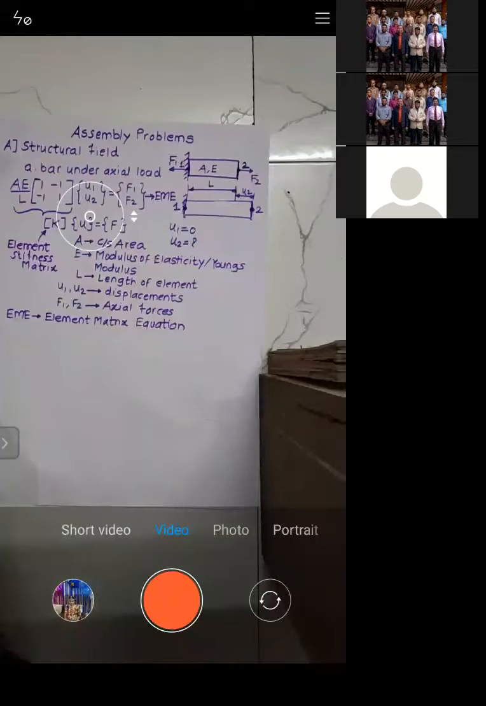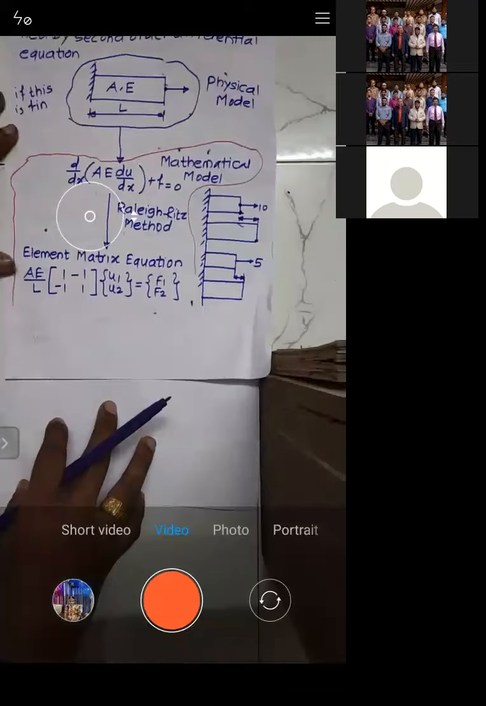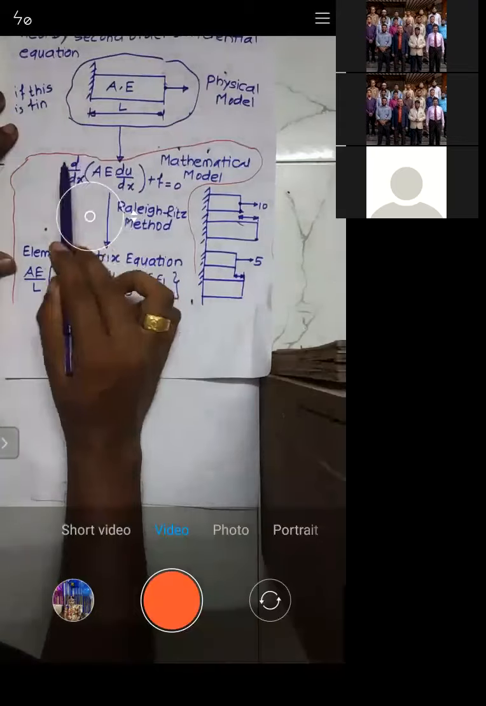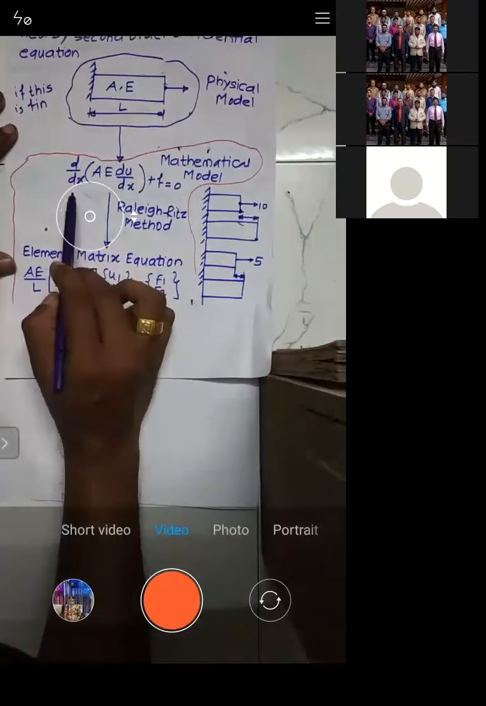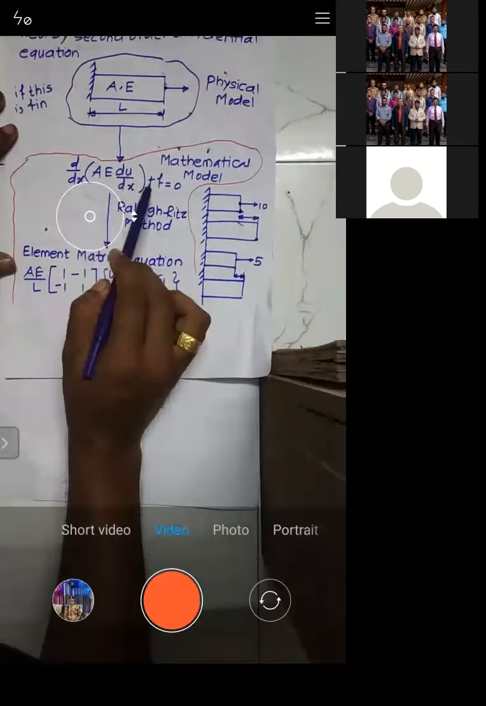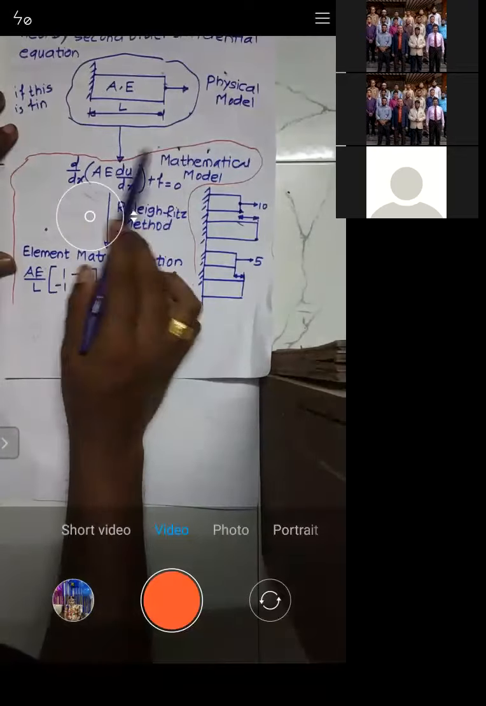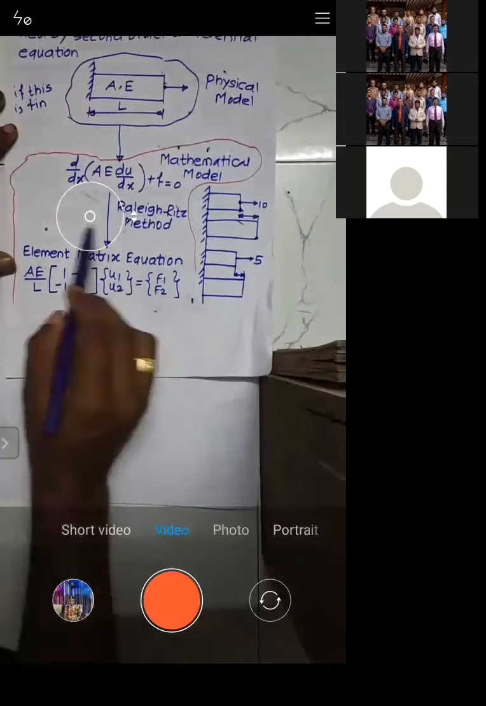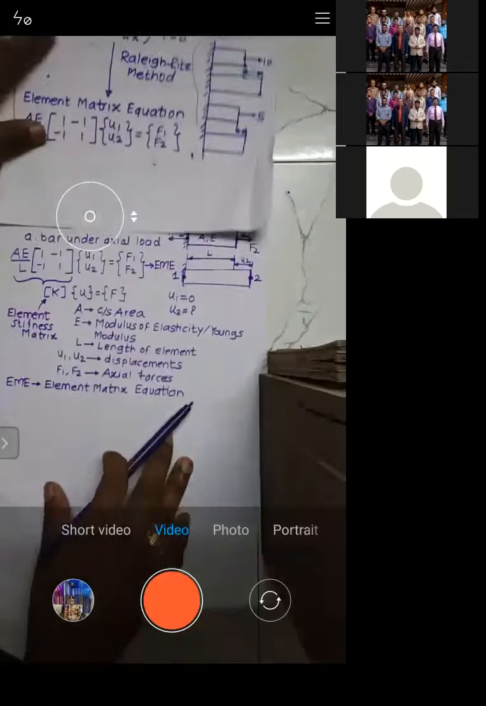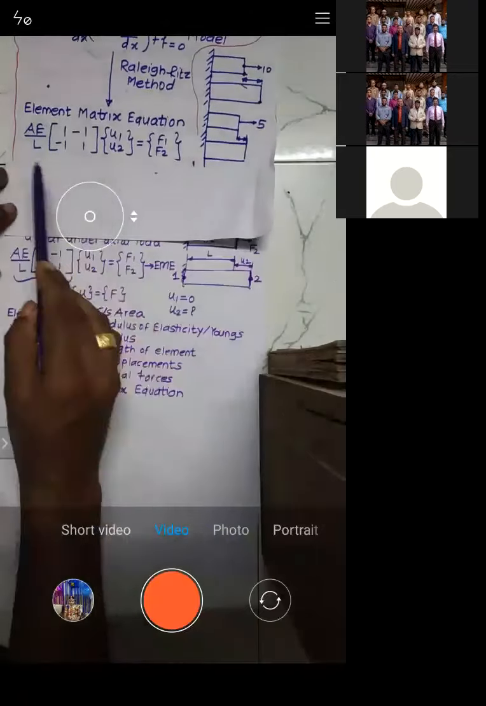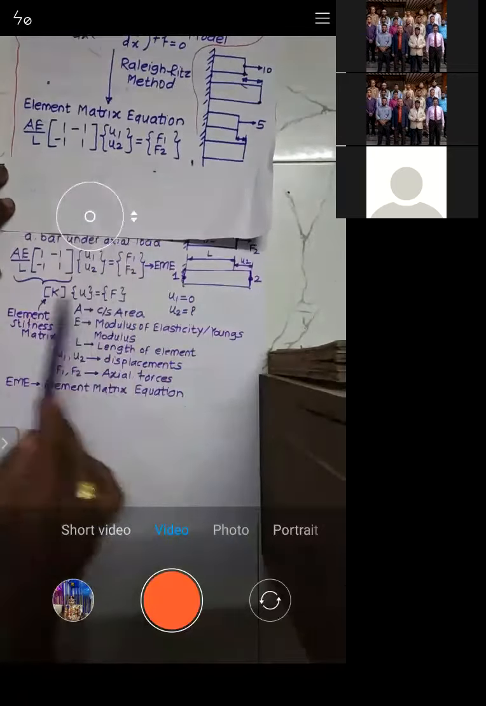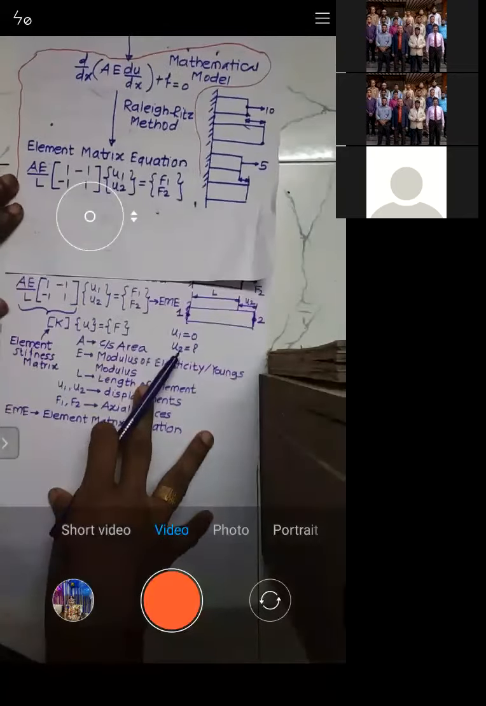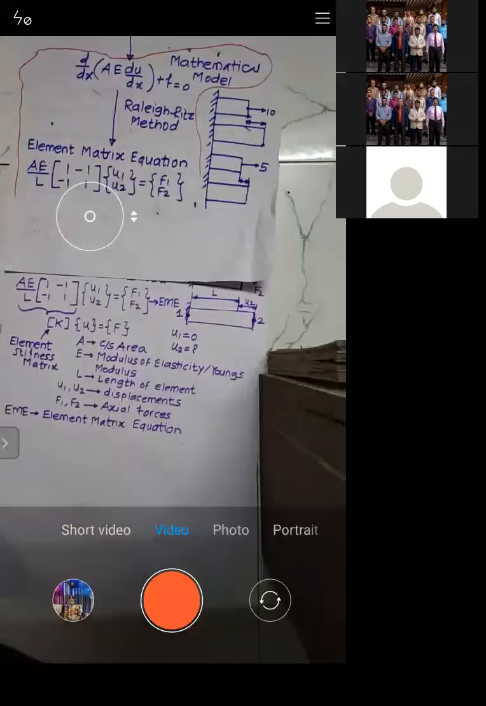If you can see clearly here, what we covered in the last lecture: if you solve the governing differential equation, d by dx of (AE du by dx) plus f is equal to 0, by using the Rayleigh-Ritz method, you end up with the element matrix equation. That is what is written here. You can compare. Is it the same thing? Check it.